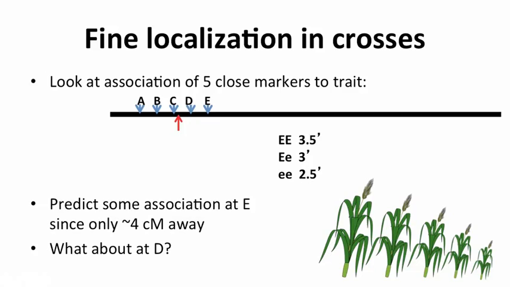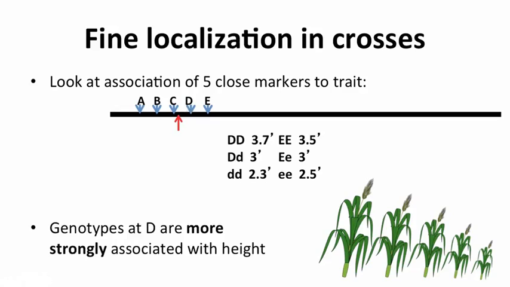Well, what about D? Do we think there'll be any association between D and height? Obviously the answer is yes. But the important thing here is we see the genotypes at D are more strongly associated with height. The difference between big E and little e was about 1 foot. Between big D and little d, it's 1.4 feet. So more of the variation is explained by genotypes at D than by genotypes at E. And that's because the D marker is closer to the gene that's causing the height difference.